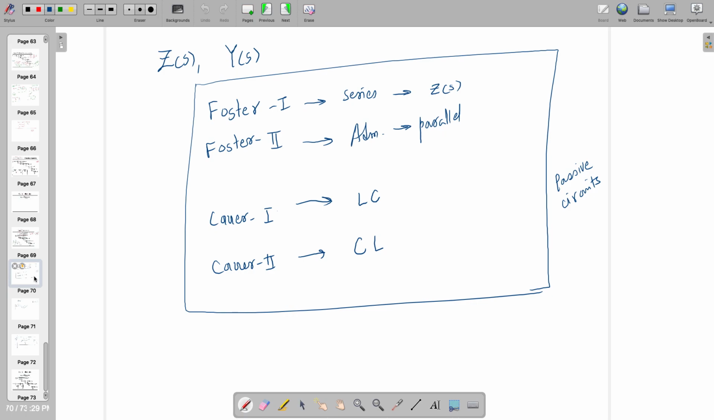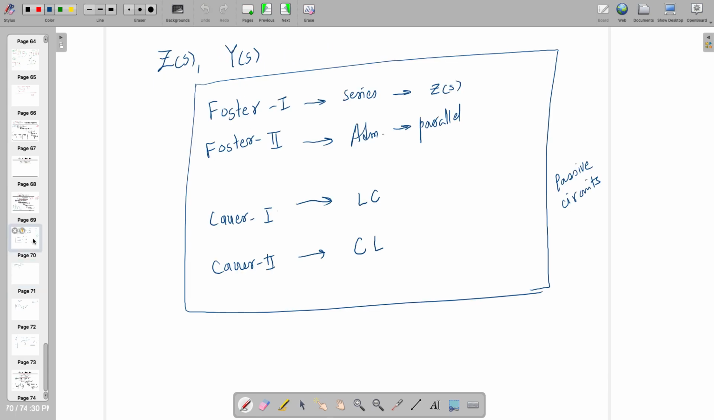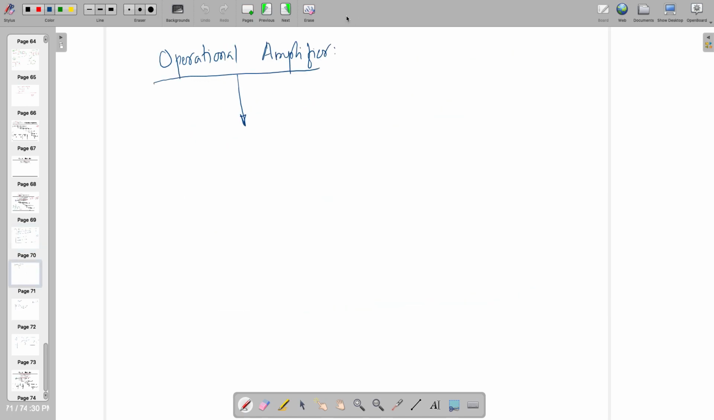But nowadays, who cares about passive circuits? If you search for operational amplifier design on Wikipedia, most of the inventions were done during the Second World War. The operational amplifier was designed for the Second World War. Before that, it was not available. So Foster 1, Foster 2, Cauer, all these people didn't know that there is something called an operational amplifier. So they were working only on RLC circuits. But in reality, we wanted to use an operational amplifier, which is an active element.